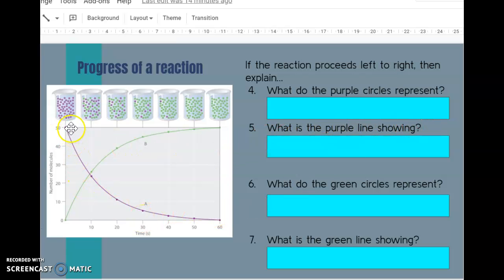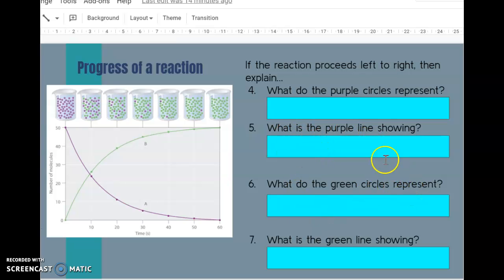Over time, what we start with is going down. We start with 50 particles of purple. At 10 seconds, we have about 23. At 20 seconds, we have 11. At 30 seconds, we have 5 or 6 particles that are purple left at that time. So what is happening here? Explain what's happening here in a sentence for 5.